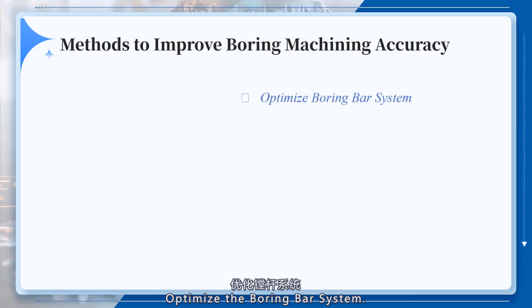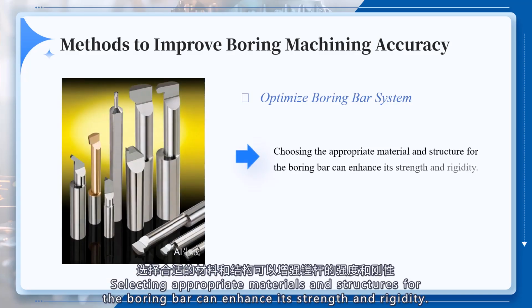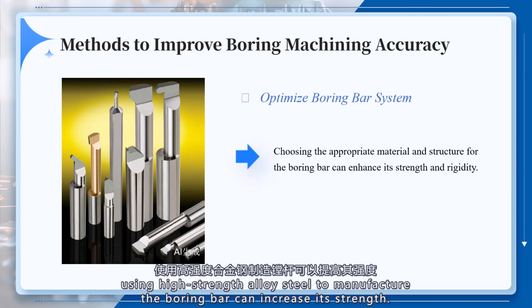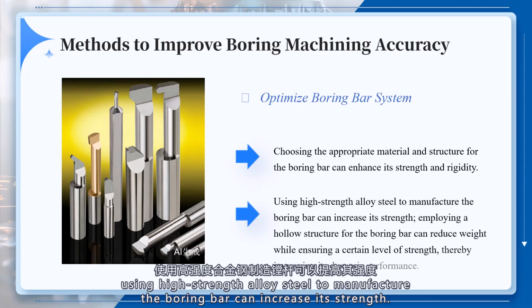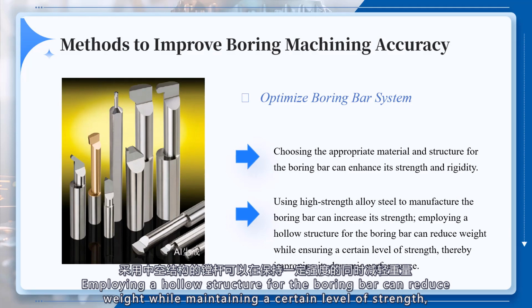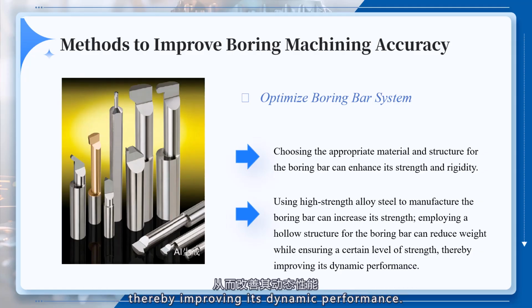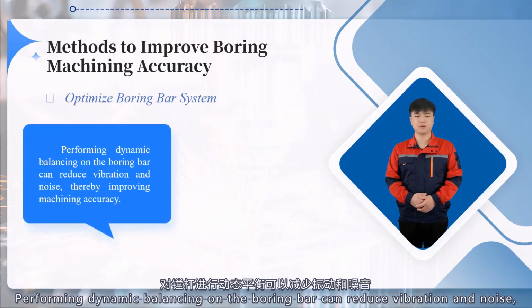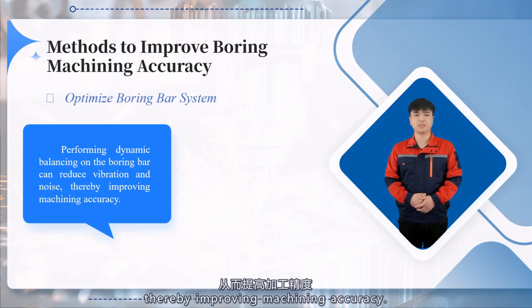Optimize the boring bar system. Selecting appropriate materials and structures for the boring bar can enhance its strength and rigidity. For instance, using high-strength alloy steel to manufacture the boring bar can increase its strength. Employing a hollow structure for the boring bar can reduce weight while maintaining a certain level of strength, thereby improving its dynamic performance. Performing dynamic balancing on the boring bar can reduce vibration and noise, thereby improving machining accuracy.